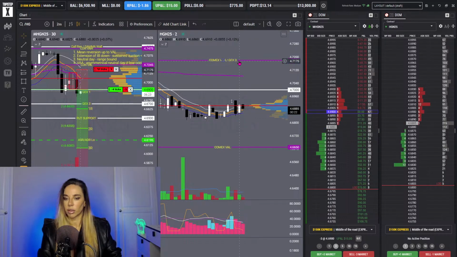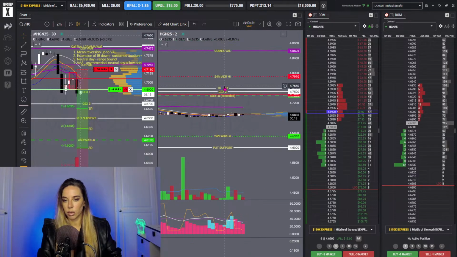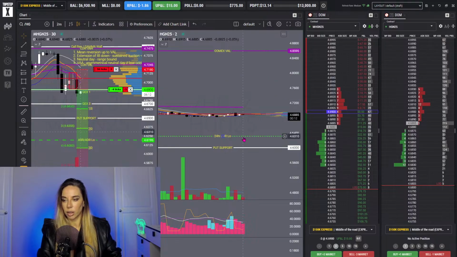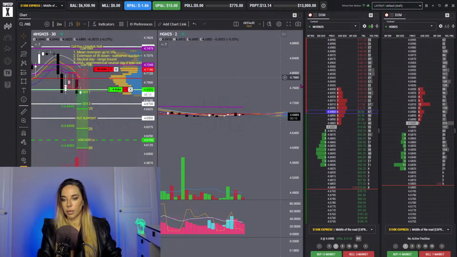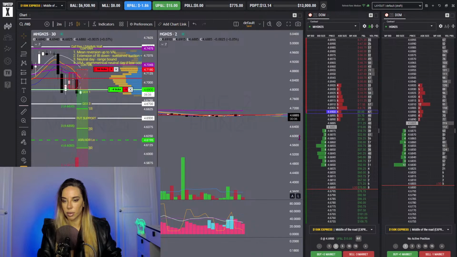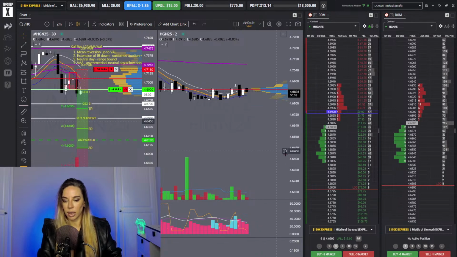No, this one has wrong levels, so I'm going to take those out, because this was from, I think, yesterday. Delete. Nice clean chart for the tiny time frames. Wouldn't that be a good band name? Tiny time frames.